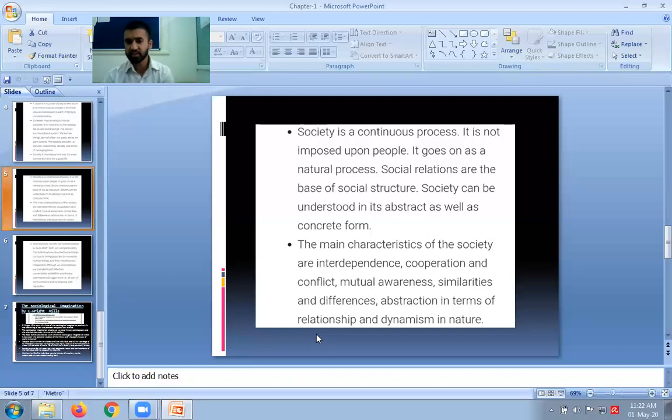And abstract in terms of relationship, and dynamism in nature. When I'm saying abstract in terms of relationship, I've already told you that abstraction is something that is there in our mind, in the form of feeling, in the form of sentiments. That's what abstraction is all about. And its opposite is concrete, something that has some physical existence, something that can be seen, right? That's what I mean here when I'm saying concrete. And abstract means something that is based on feelings and sentiments and all those things.